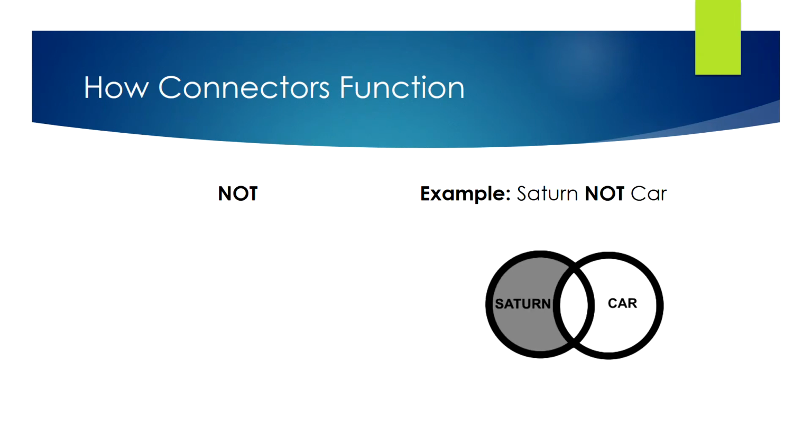And finally, the connector not works as an eliminator, and I typically don't use this one. It's a very unique operator. It's used pretty much as an eliminator when you have words that have the same spelling but different meanings. In this particular case, Saturn is both a planet and it used to be a type of car.